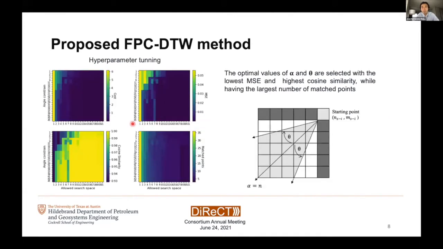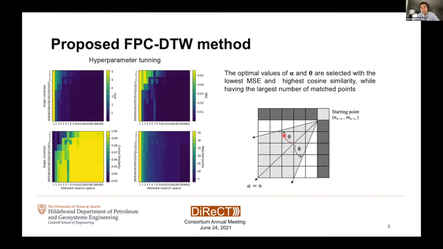The two hyperparameters that we have are called alpha and theta, and these are going to help us restrict the search space at each iteration during the recursive optimization. To find the optimal values of these hyperparameters, we evaluate different metrics: the cost, the mean square error, and the cosine similarity. We select the pair of hyperparameters that not only has the best accuracy metrics, but also retains the highest number of matched points in the sequence. This helps us determine the optimal values for alpha and theta.